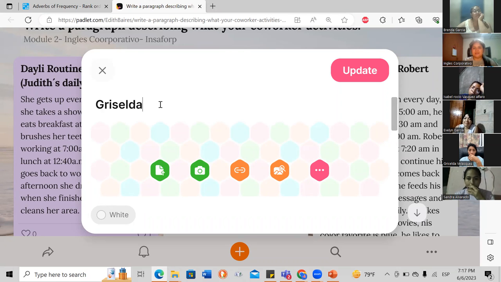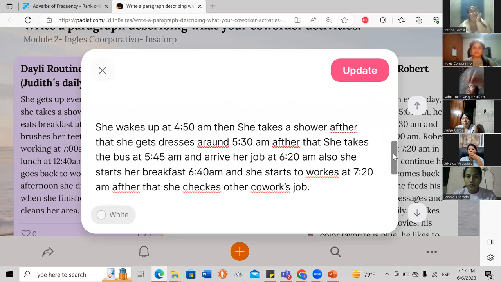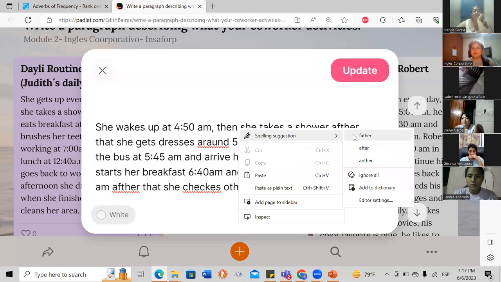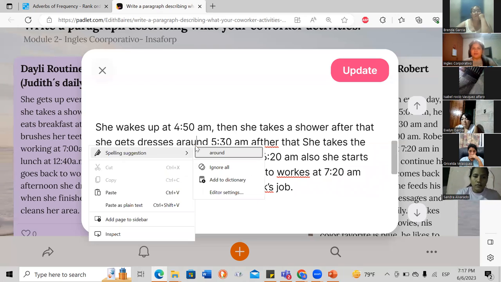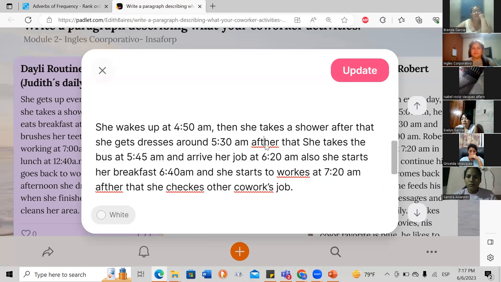Will be Griselda's daily routine. She wakes up at 4:50 a.m. Then she takes a shower. Okay. She takes a shower. She takes a shower after, sin la H. After that, she gets dressed. Around 5:30 a.m. After that, she takes the bus at 5:45 a.m.